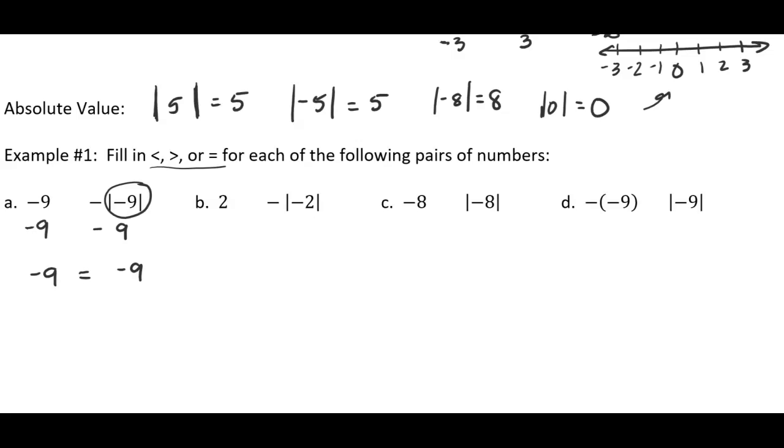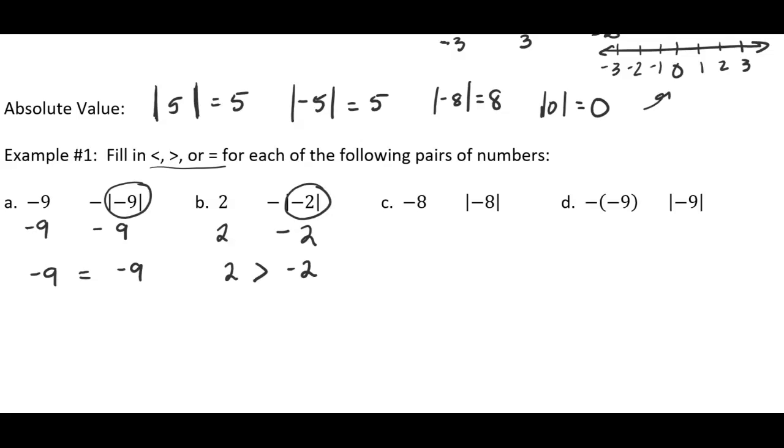All right, the next one, part B. I've got a 2 on the left, just a plain 2. And then I have the opposite of, now the absolute value of negative 2 is going to be 2. So the opposite of 2 is negative 2. 2 on the left, negative 2 on the right. Well, they're not equal, which one's bigger? A positive number is always going to be greater than a negative number. So it's going to go this way. Remember, the alligator eats the bigger number, so 2 is greater than negative 2. That's how we'd read that.